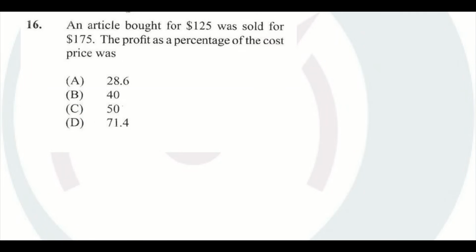An article is bought for $125 and sold for $175. The profit as a percentage of the cost price is, now 125 would be our cost price and 175 would be our selling price. And we know that the profit is going to be 175 minus 125, so we get 50. So our profit is 50.